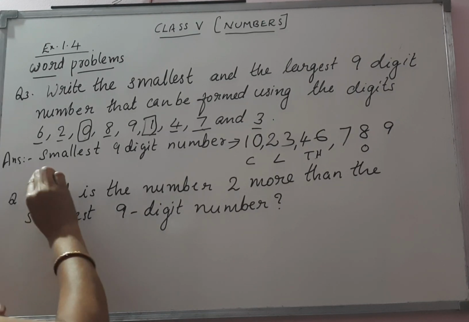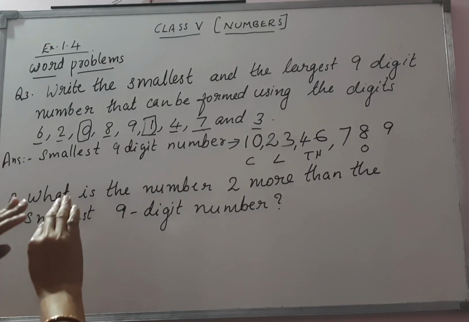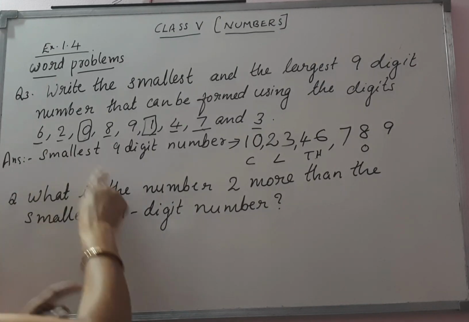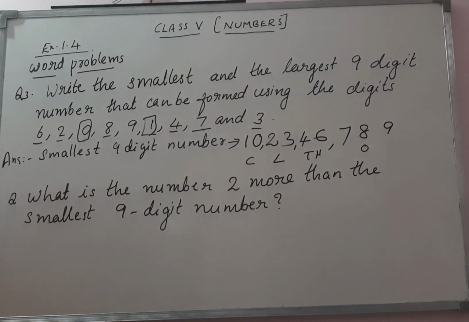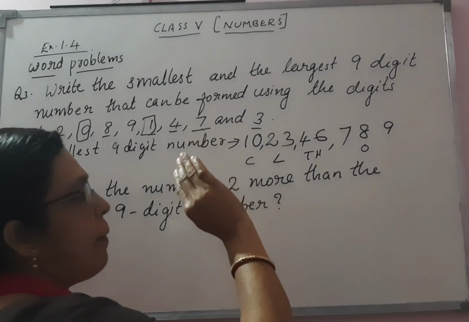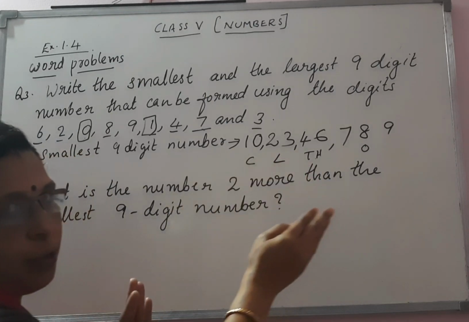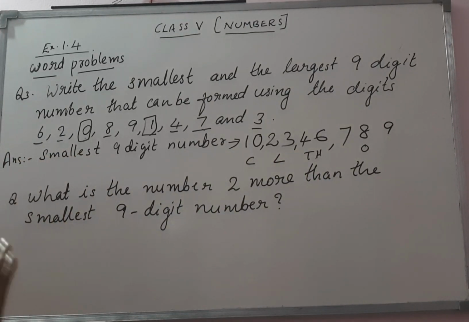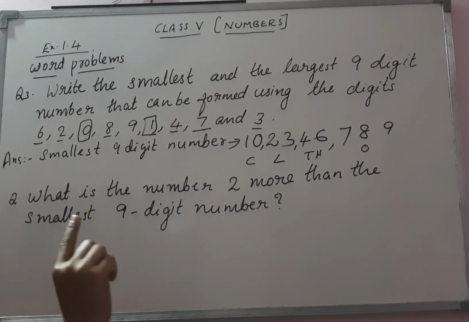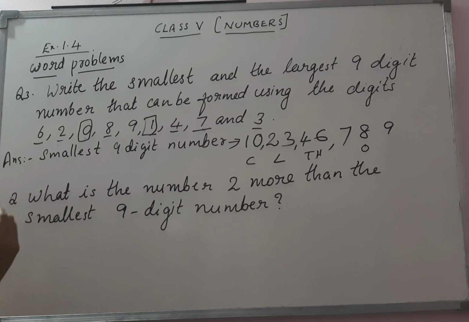So what is the concept you have to remember? You should remember that if 0 is among the given digits, while forming the number you should not put 0 first. You have to place that 0 second, from left to right. This is for the smallest number. Now we can go to the largest 9-digit number.